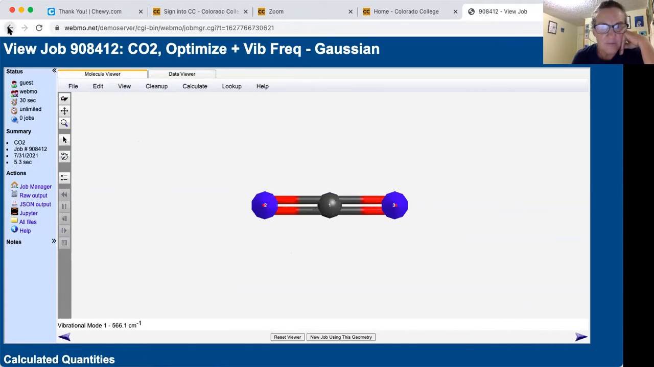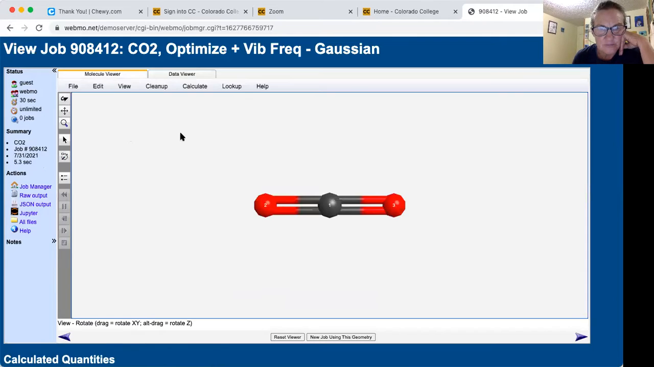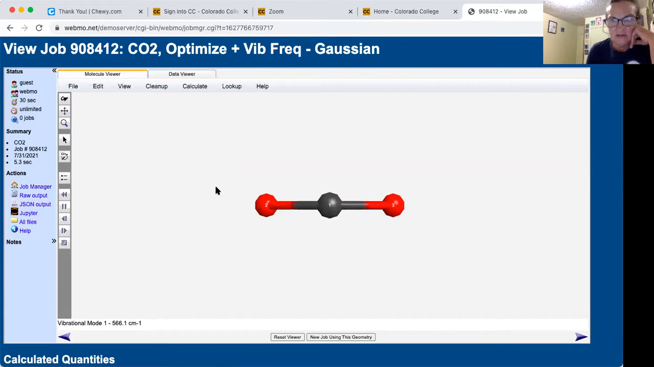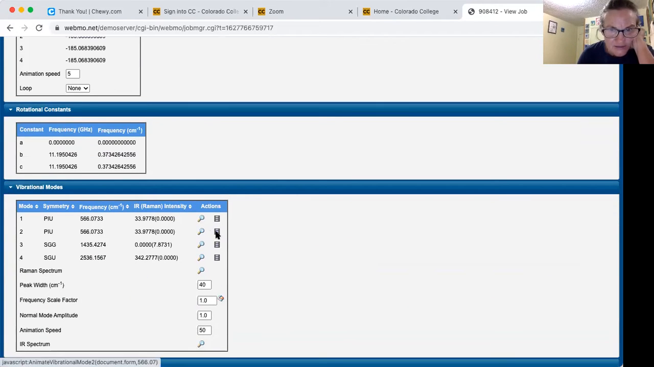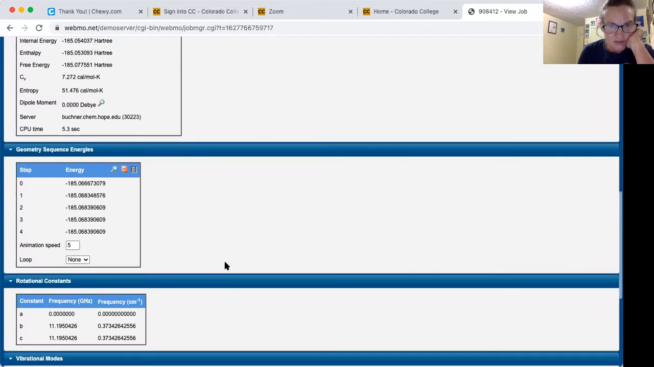Go back. Oh, you have to do this. So now it actually shows you how the molecule is moving. So it's bending essentially. So that is changing the dipole moment. So that would be IR active. When we look at that one, it's IR active. There's another one that's also bending. It's just in a different direction.